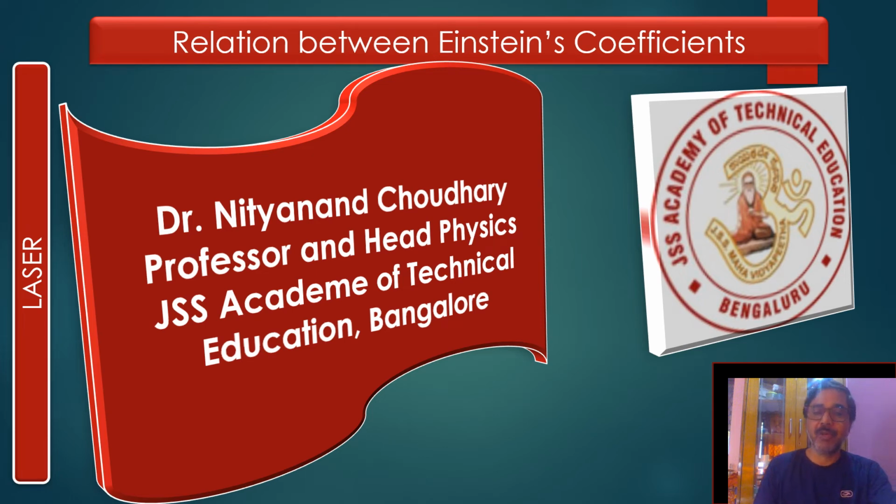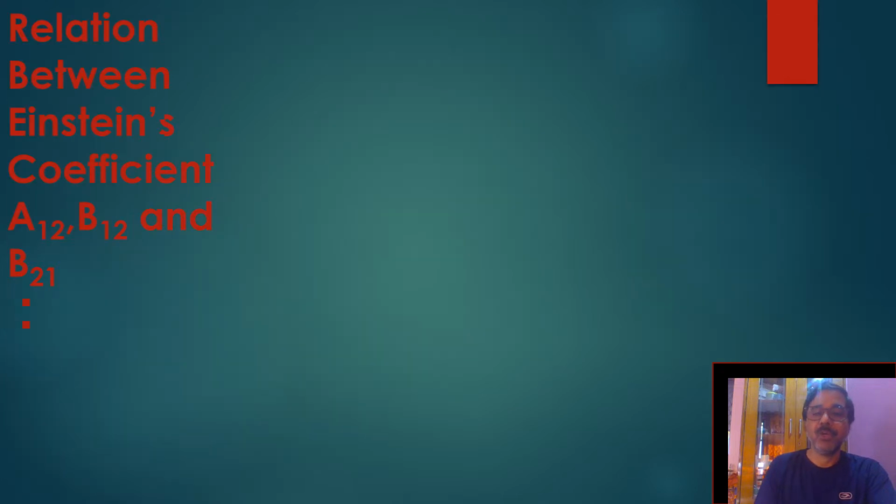Dear students, welcome back. So we have already started laser, and in the previous class we had learned about the Einstein coefficients, that is the interaction of radiation with matter, and there we had seen the three types of coefficients which were proposed by Einstein. Now in this class we are going to look into the relation between those Einstein coefficients.